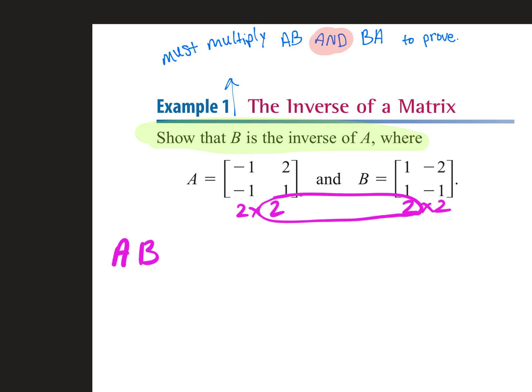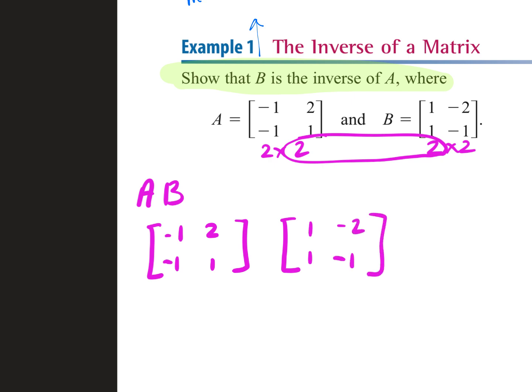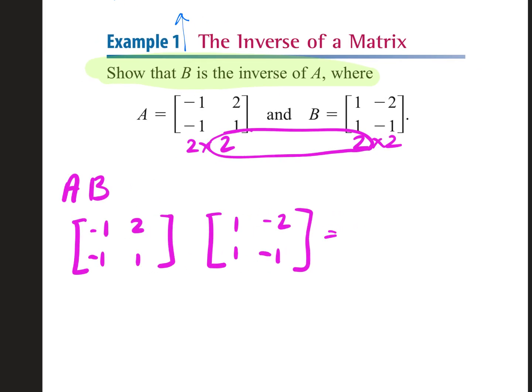So if I multiply A times B, actually, let me write it out for you. I'm going to do it without highlighting so you guys can get into the habit of seeing it, because you're not going to probably have highlighters on your test. Some of you might, but when we multiply, guys, we're going to find out when I multiply these two together, what does it give me?